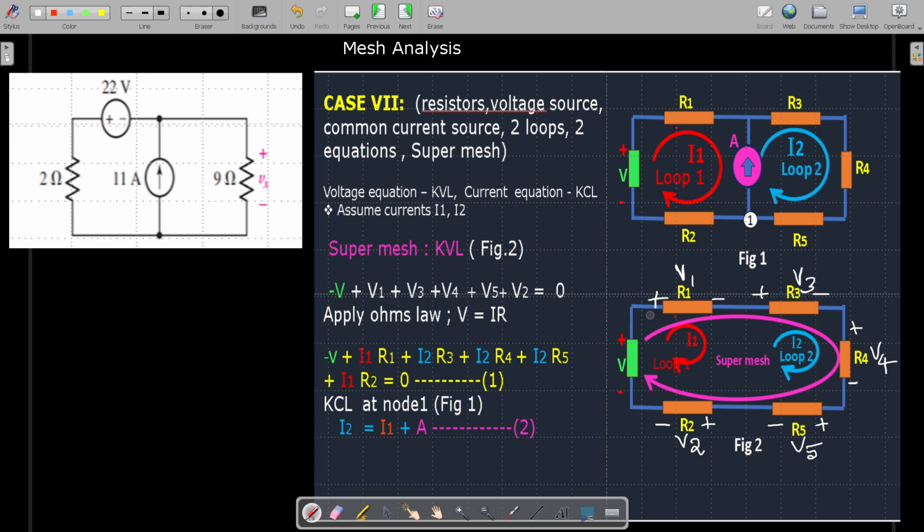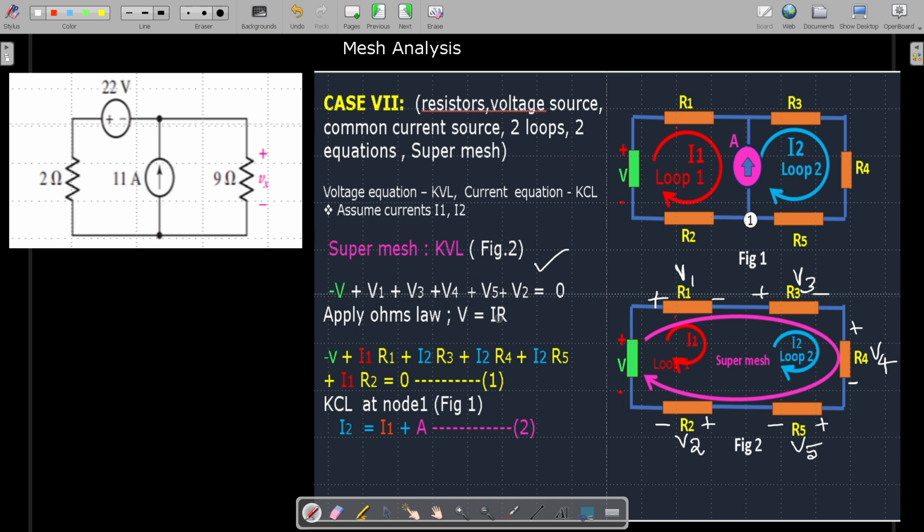After this minus V, here we come across V1 and the entering point is plus, so we write it as plus V1. Then across R3 it is V3, across R4 it is V4, then we have V5 and then V2, that is equal to 0. So the first step is over.